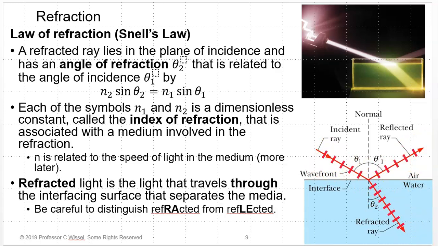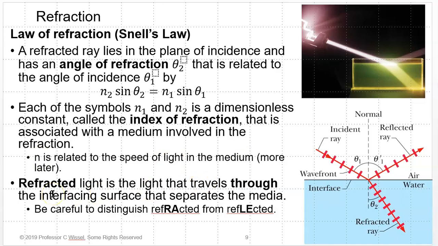And it turns out that if you look at this angle, and this angle, and this, there's a relationship between these angles and the indices of refraction of the two materials, which is why they call them the indices of refraction. And it turns out that N2 sine θ2 equals N1 sine θ1. What are N1 and N2? They're dimensionless constants called the index of refraction. This is associated with the medium involved in the refraction and also the wavelength of the light, and is directly related to the speed of light in the medium. We'll talk more about what the exact relationship is.